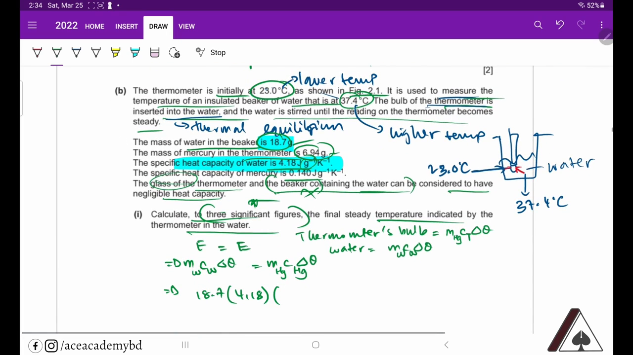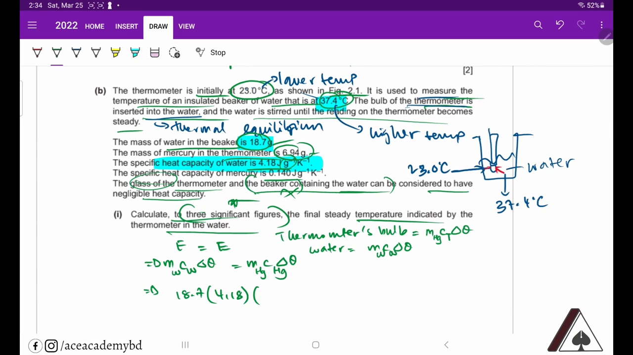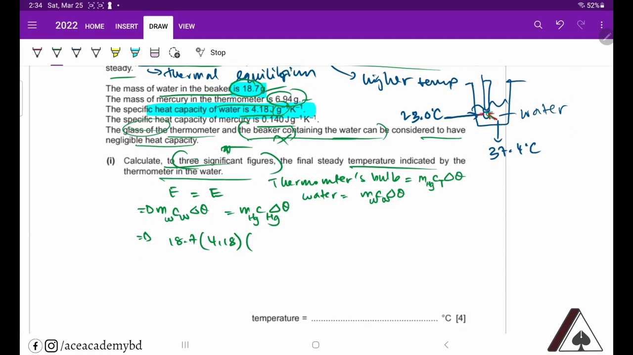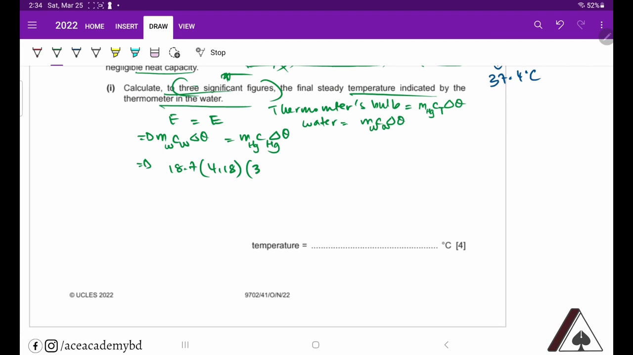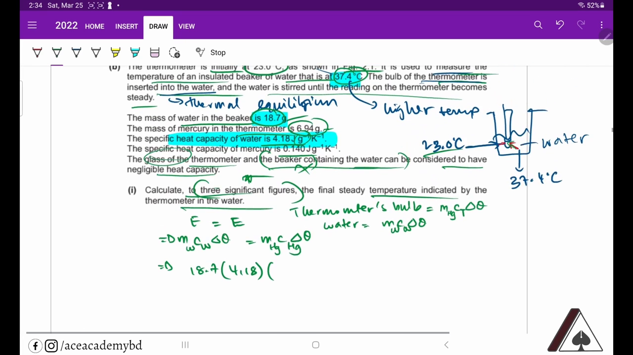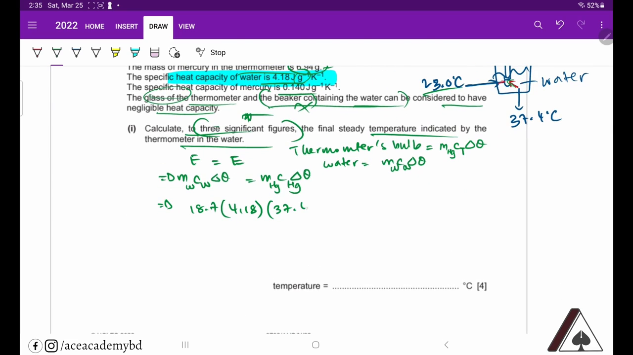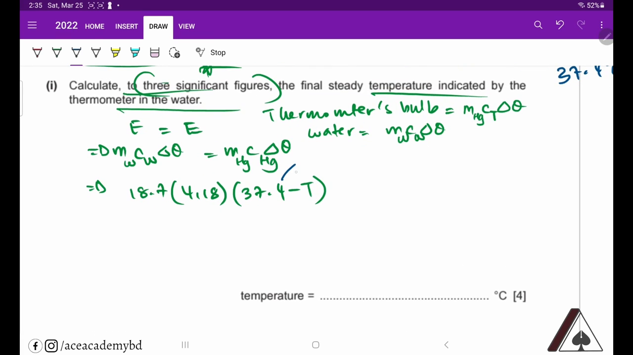The temperature of the water was initially 37.4, and it's going to decrease because as the thermal transfer takes place, the water goes from higher temperature to lower temperature. So the steady temperature shall be lower than 37.4 degrees Celsius and higher than 23.0. Since the temperature is decreasing, we write 37.4 minus T, because this is the change in temperature. Since the final temperature is lower, this gives us a positive change, so that the energy obtained is a positive value. Otherwise, the answer will come out wrong.